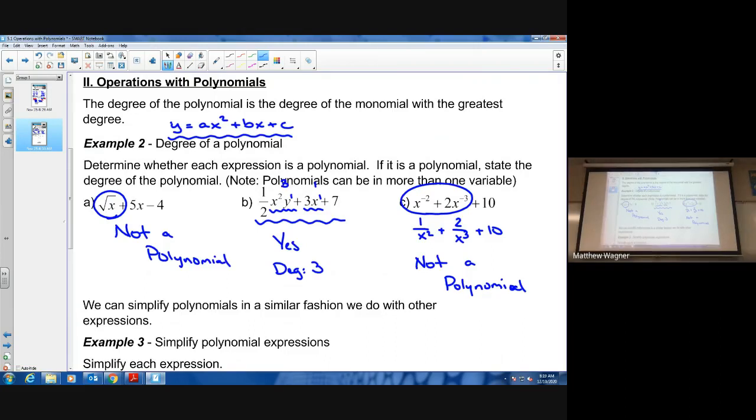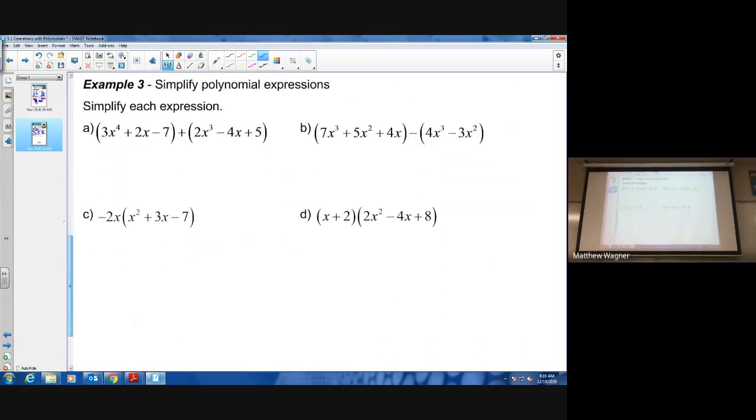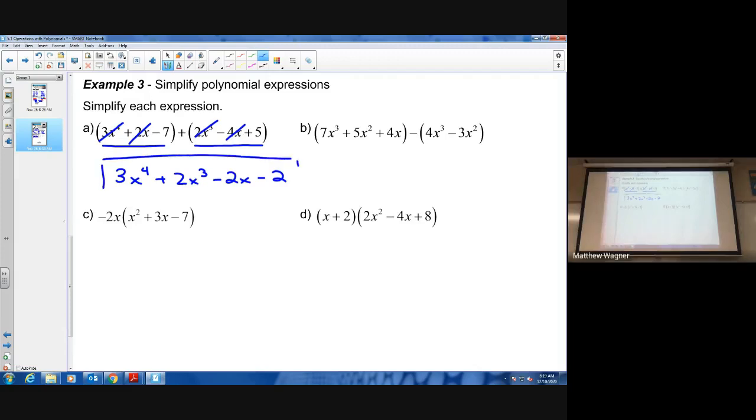Very last thing we're going to look at today: simplifying polynomial expressions. Super, super straightforward. When we look at these two polynomial expressions, we want to combine like terms. So we wind up with 3x to the 4th. We have 2x cubed. Sometimes people like to cross things off as they use them. That is okay. 2x minus 4x is negative 2x. And then negative 7 plus 5 is negative 2. So as we add and subtract, we are looking to simplify and combine like terms.